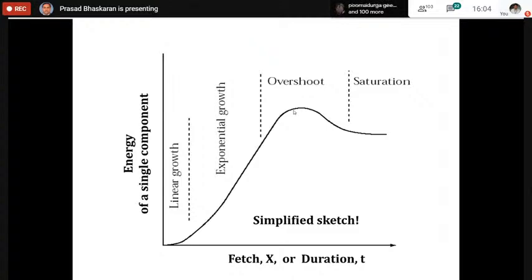Now from that condition, if the wind speed increases, then again you will have an exponential growth, and then again there can be overshoot, undershoot. So this is the basic foundation, some of the very popular studies that have been done on the subject of wave modeling.